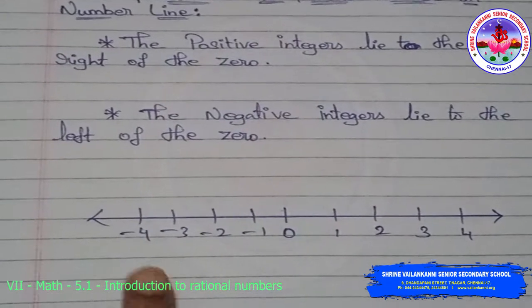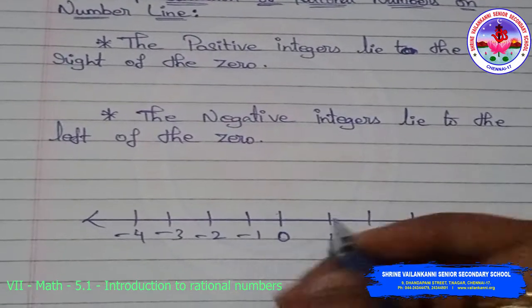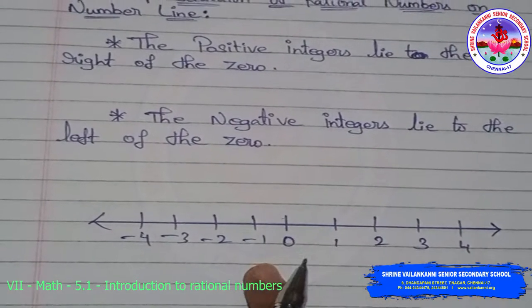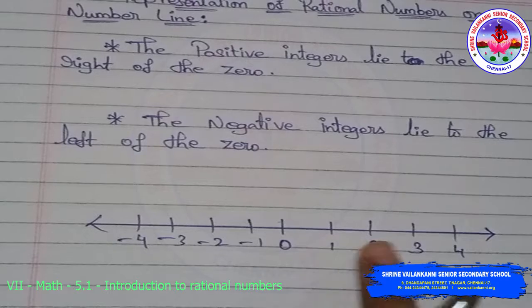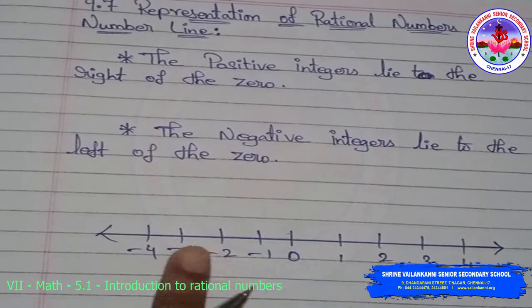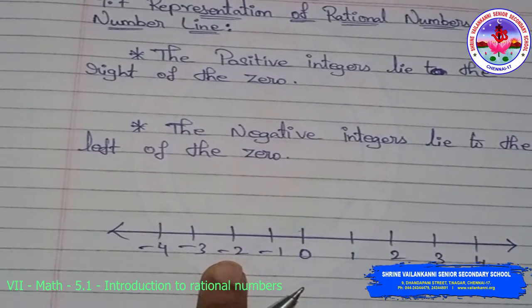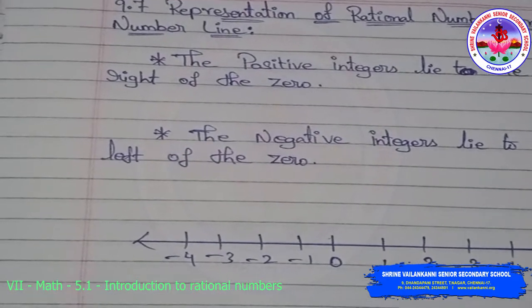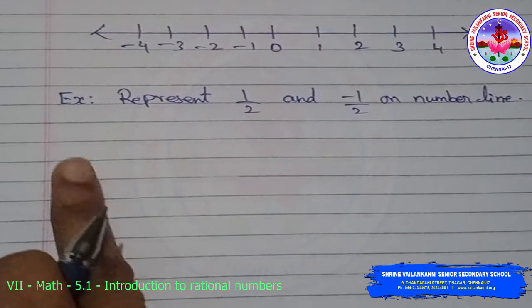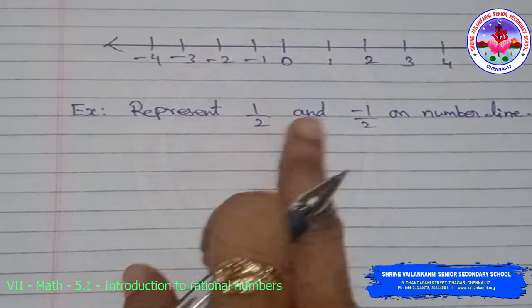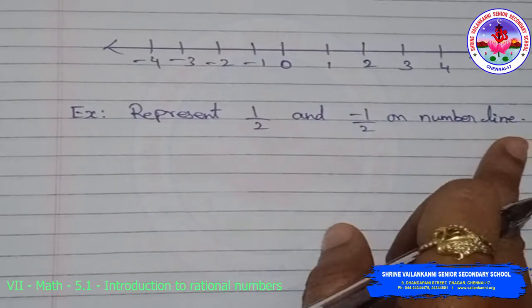This is the number line. The center value is 0. The right side of the 0 is positive values. The left side of the 0 is negative values. Example: represent 1 by 2 and -1 by 2 on the number line.